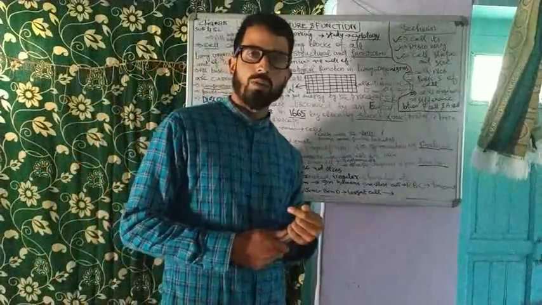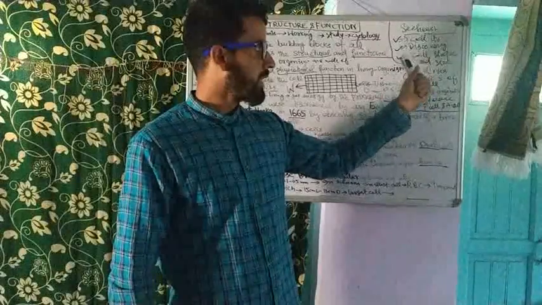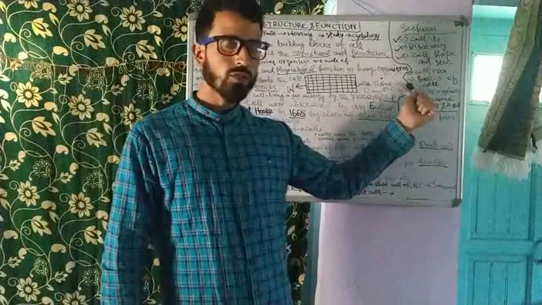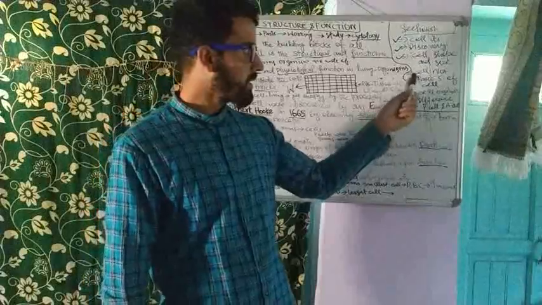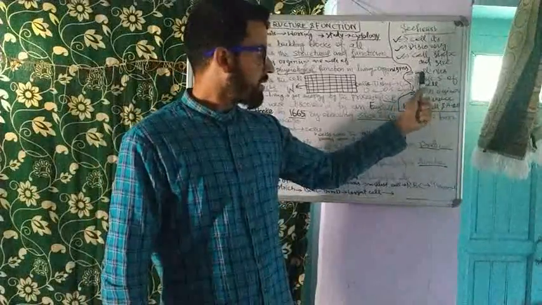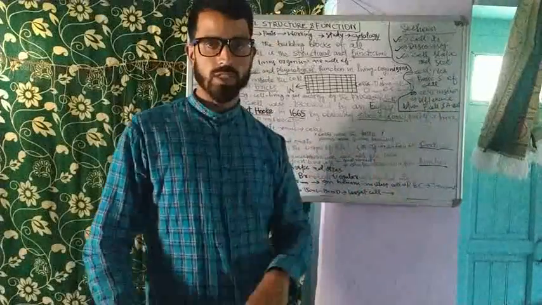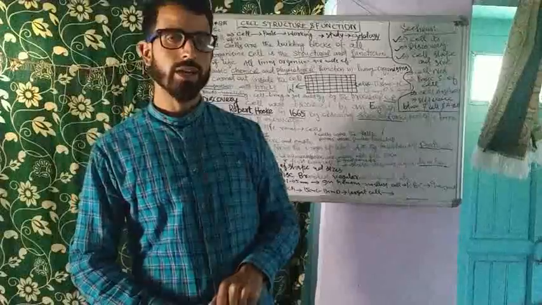So this was all for today. We discussed the cell, its discovery, and cell shape and size. In the next class, we will continue this chapter and study cell numbers, the basic structure of the cell, organelles, and at last we will see the difference between a plant cell and an animal cell.